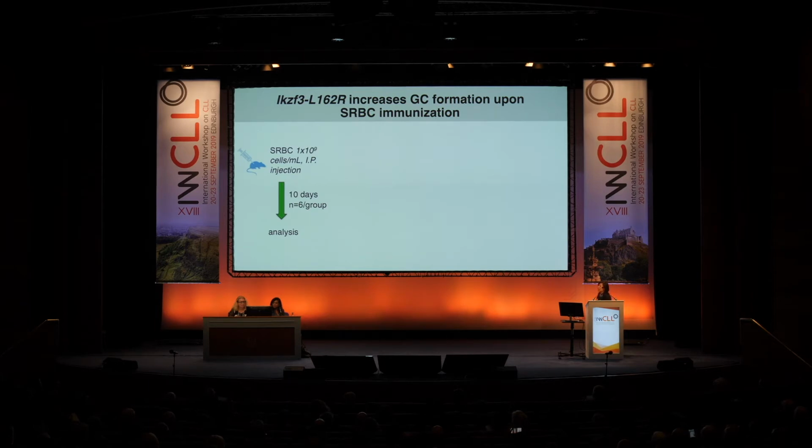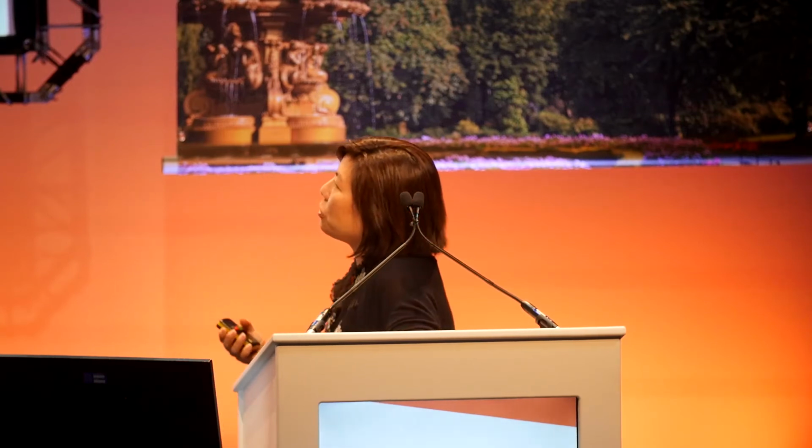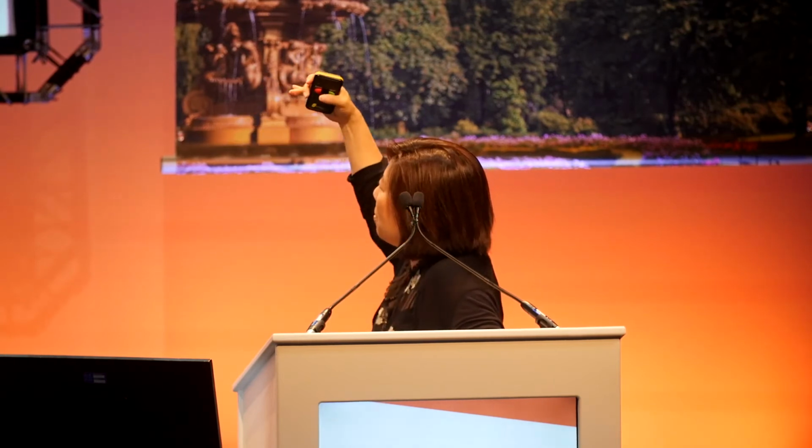In terms of antigen-specific immune responses, we used a very conventional approach, which is sheep red blood cell immunization. And what we could see with the IKZF3 mutated mice was increase in germinal center formation following immunization. And this was also quite different than the SF3B1 mice, where with sheep red blood cell immunization, we actually saw a relative decrease in the number and size of germinal centers compared to the wild type.